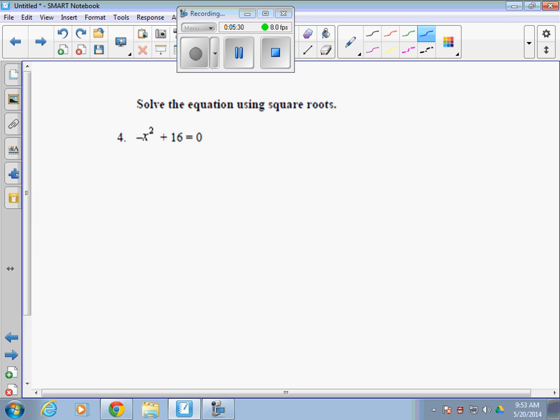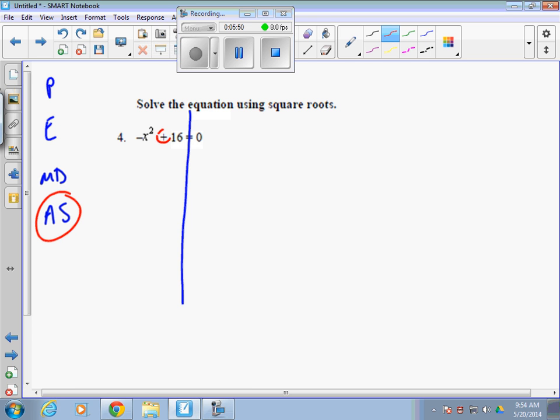Number 4 says solve this using square roots. Well, you know, parentheses, exponents, multiplication, division, addition, and subtraction. That's great when you simplify on one side. When you have to move something to the other side of the equal sign, you know you've got to go backwards. So you look for any addition and subtraction first.